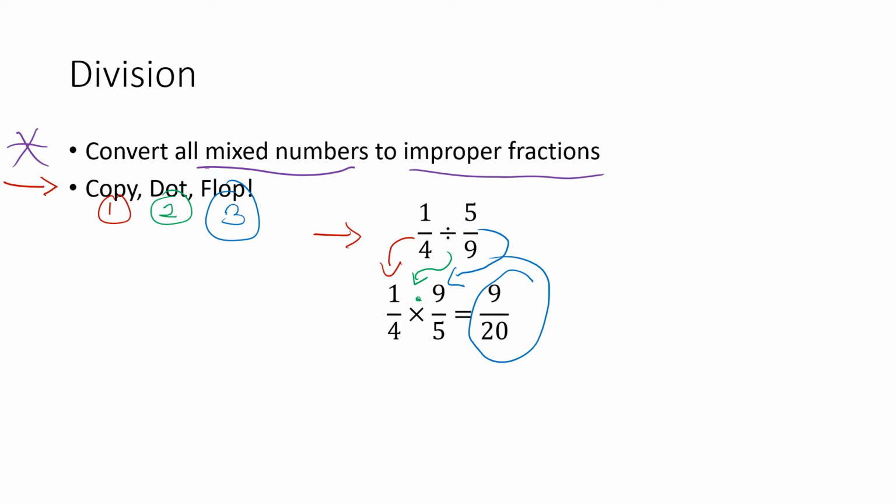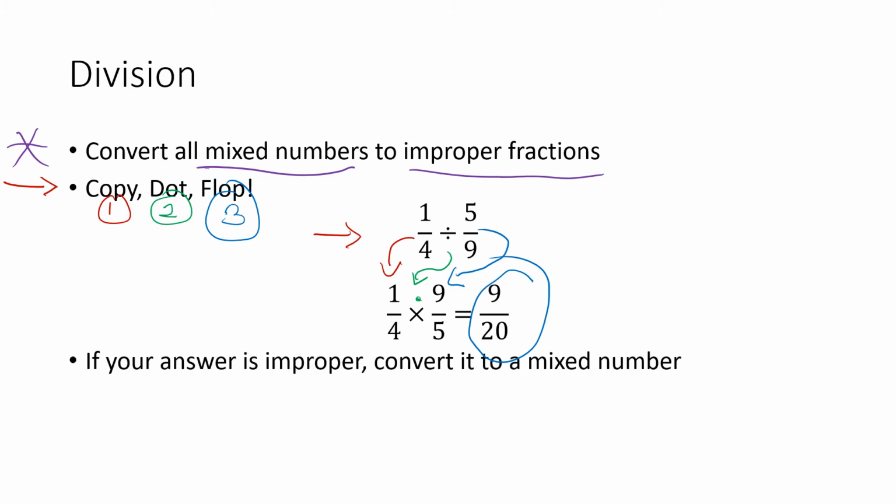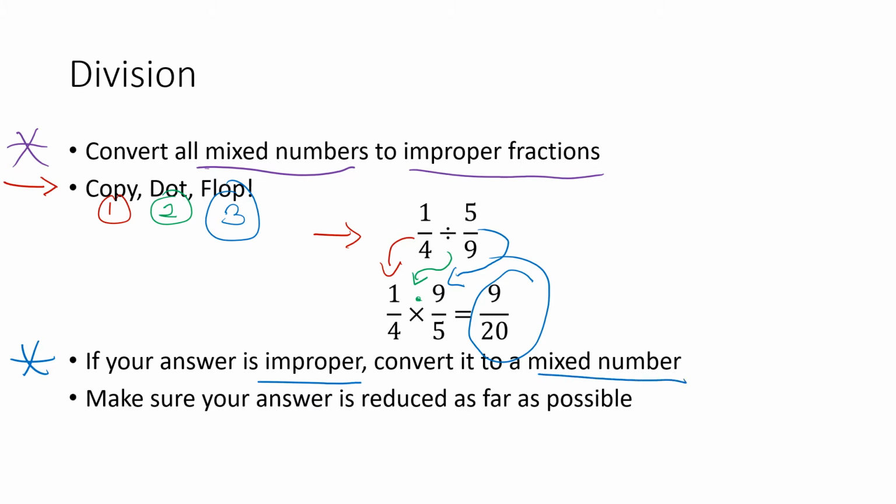And that's why I said it's basically multiplication with a twist. The twist is that your second fraction gets flipped upside down on its head. Now, just like with multiplication, this is equally important to our first step. Make sure that you finish your answer. If your answer is improper, it needs to be converted into a mixed number. If your answer can be reduced, it needs to be reduced.